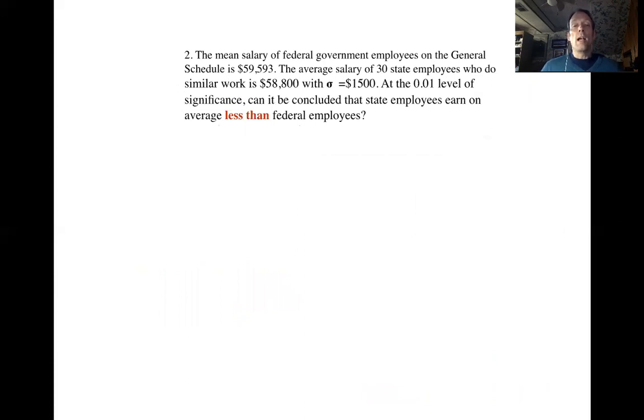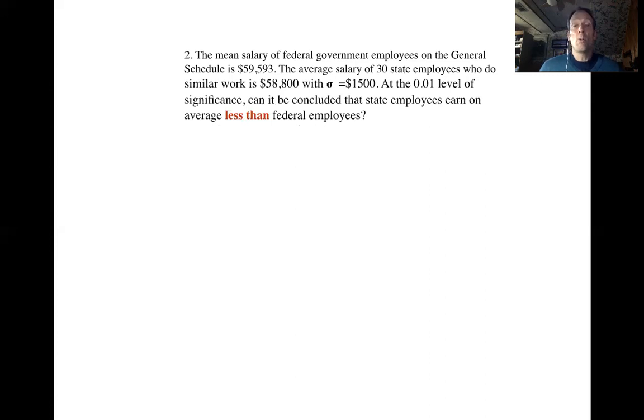Okay, so as we're working through the situation here, it looks like if you're a federal government employee, you're going to be making on average $59,593. And somebody thinks that if you're a state employee and you do similar work compared to the federal employee, your salary is going to be less. And if that's true, that's telling you something important, because it means if you're a state employee, you probably want to think about switching over to the federal government, because for the same kind of work, you could be getting more money.